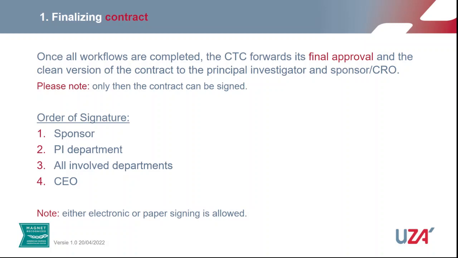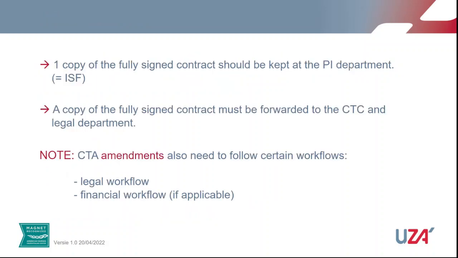The order of signing is first the sponsor, then the PI, followed by the involved departments if there are any, and finally the CEO of UZA. UZA accepts both electronic and wet ink signatures. Once a contract is fully signed, one copy should be kept in the ISF and a copy must be sent to the legal department and the CTC. Note that also amendments need to follow certain workflows.